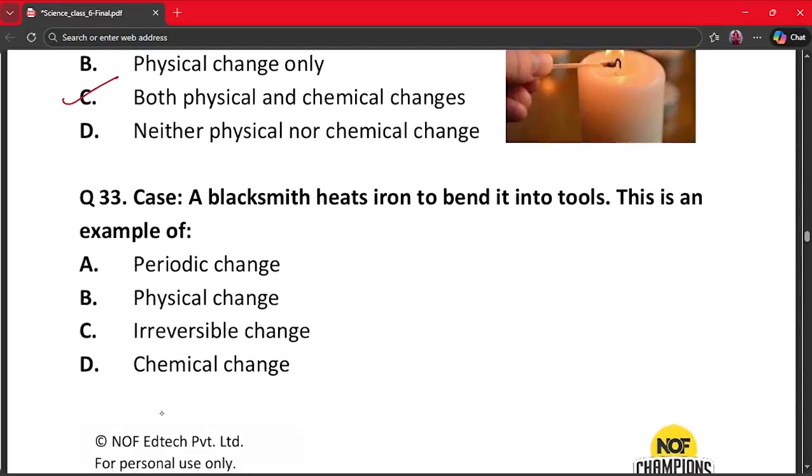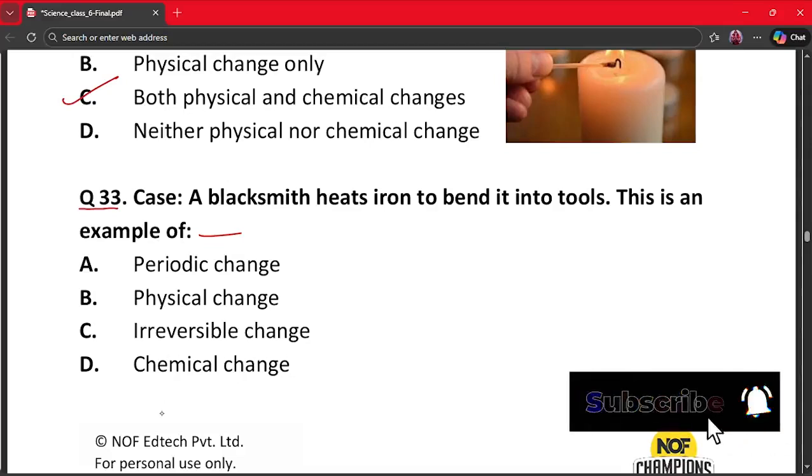Our next question is question number 33. Here is a case given. A blacksmith heats iron to bend it into tools. This is an example of dash. A. Periodic change. B. Physical change. C. Irreversible change. D. Chemical change. The correct answer is option B, which is physical change.